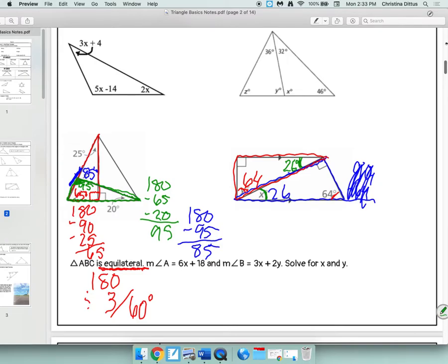So if angle A is 6x plus 18, and I know it also has to equal 60, what should I do with 60 and 6x plus 18? Yeah, set them equal. So I have 6x plus 18 equals 60, because I know that's how much each angle is in an equilateral triangle. So 6x equals 42. And x is 7. Nice.